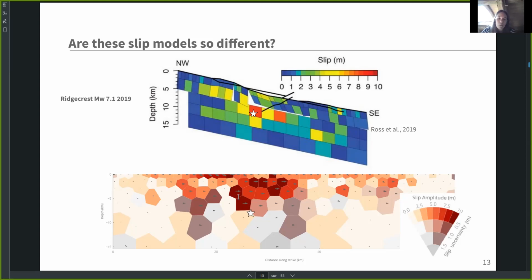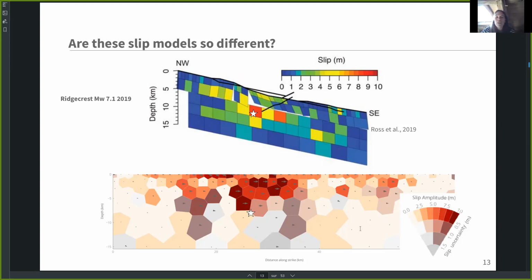The location of the maximum slip is different. It is shallower than in the slip model from Bahamin. And also in this part of the fault here, you can see that I image shallow slip, large values of shallow slip, which is not imaged here. And for instance, the Bahamin model images some slip at depth here, which is not present in this slip model.